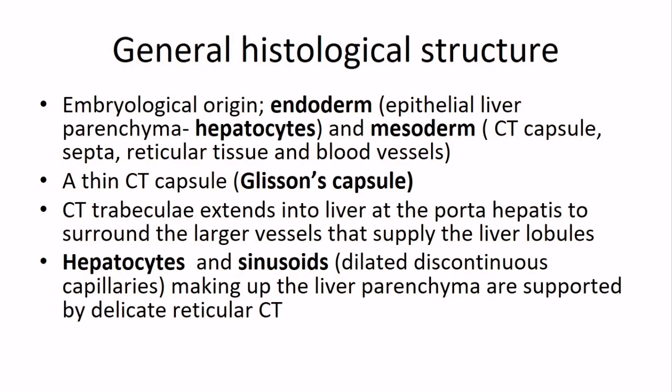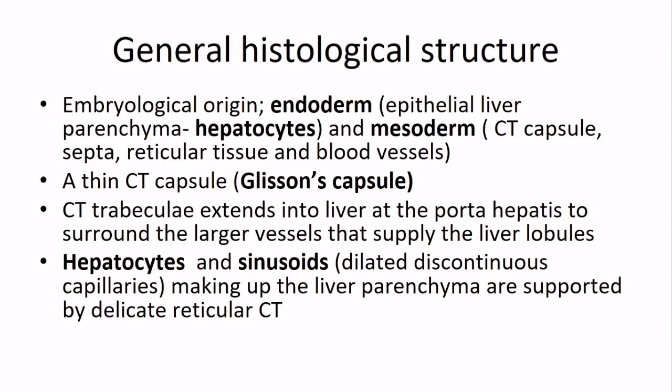So this includes the connective tissue, the blood vessels, reticular fibers, and the connective tissue capsule, which we refer to as Glisson's capsule, covering and surrounding the outermost part of the liver. Right. So this Glisson's capsule, as it approaches the region of the portal triad, actually thickens. We also have connective tissue trabeculae extending into the liver.